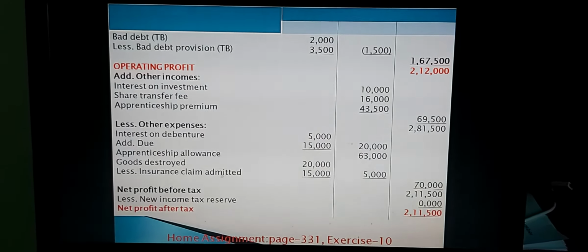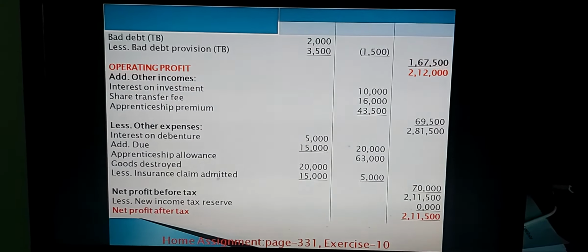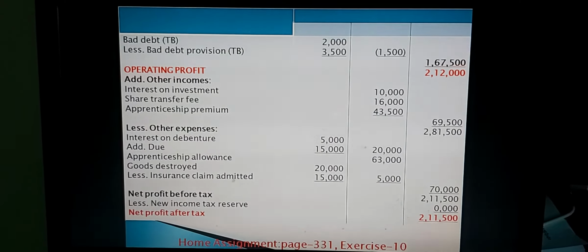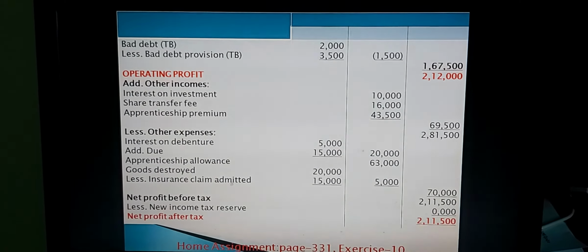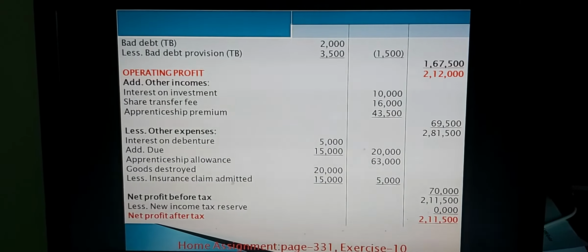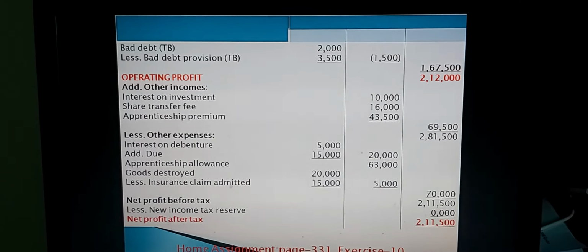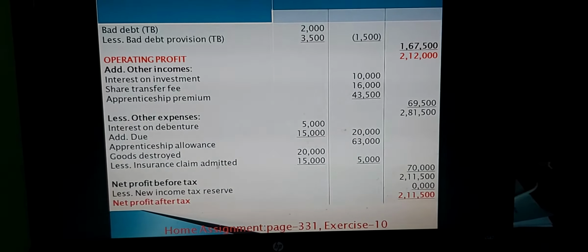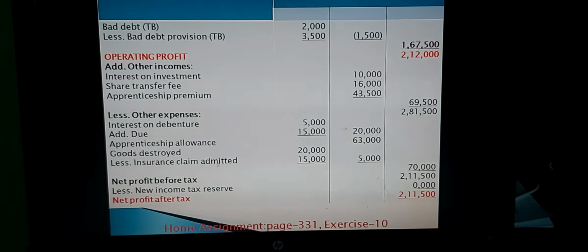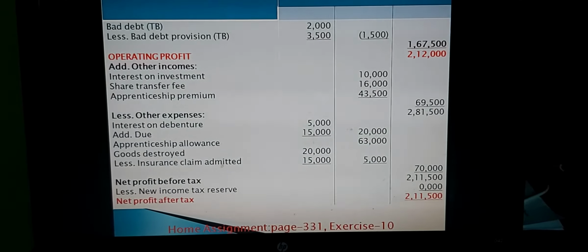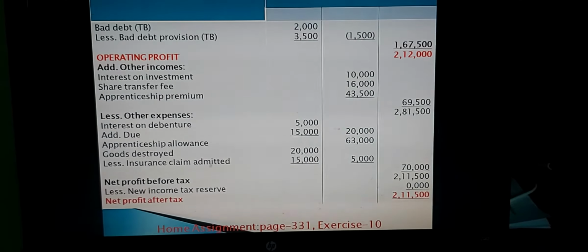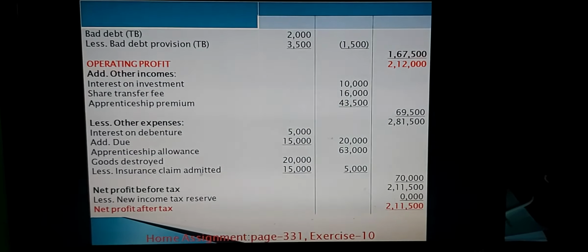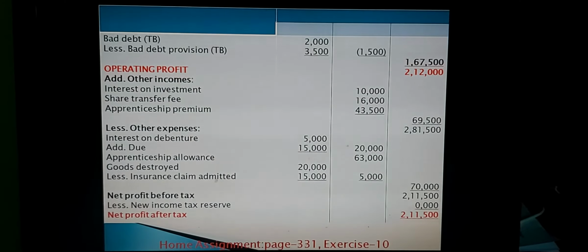How to write it? In this way you have to write goods destroyed taka 20,000 less insurance claim admitted taka 15,000. This is the amount of taka 5,000 in middle column. Total amount of other expenses is taka 70,000. Now taka 70,000 to be deducted from the amount of 2,81,500, and you can get taka 2,11,500. This is the amount of net profit before tax.